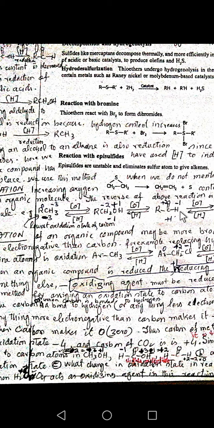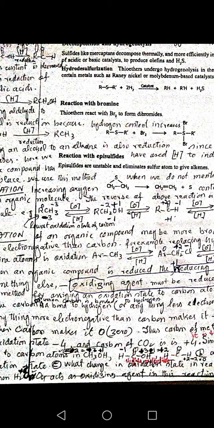Here you can calculate the oxidation state: for hydrogen -1, for the oxygen +2, +2 and -1, it is +1. So what has happened? Again, oxidation number is increased in the forward direction. So oxidation is taking place in the forward direction, and in the reverse direction, a reduction reaction will occur.